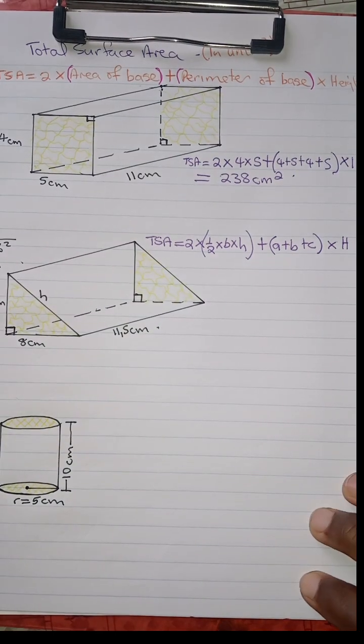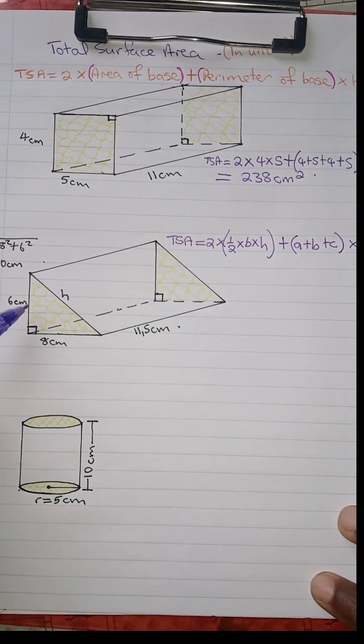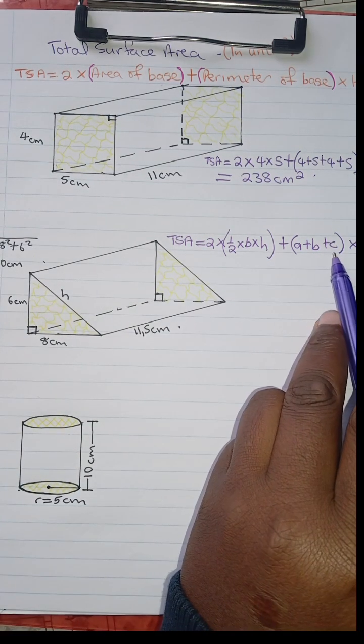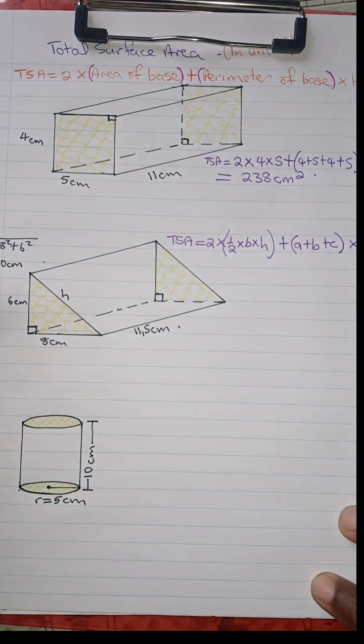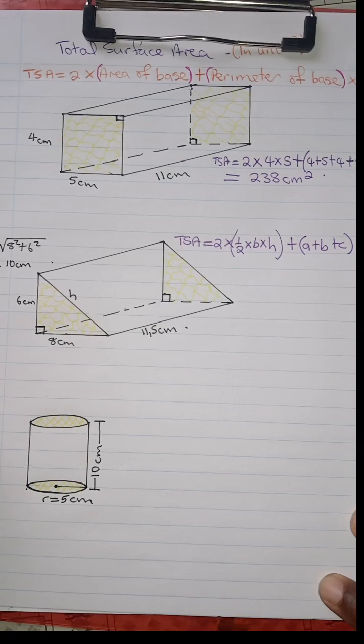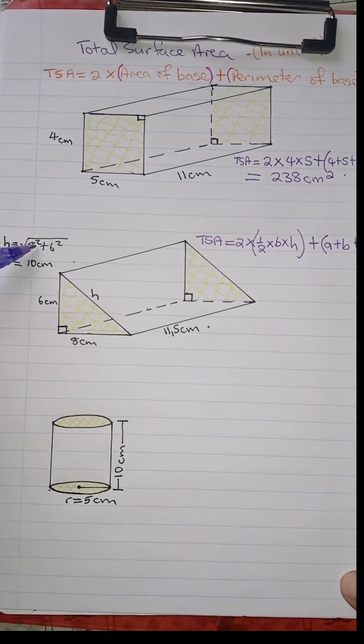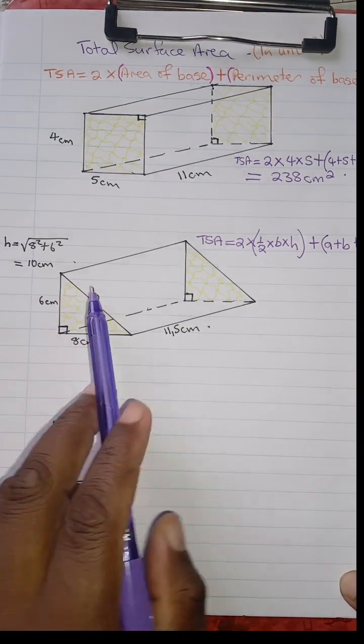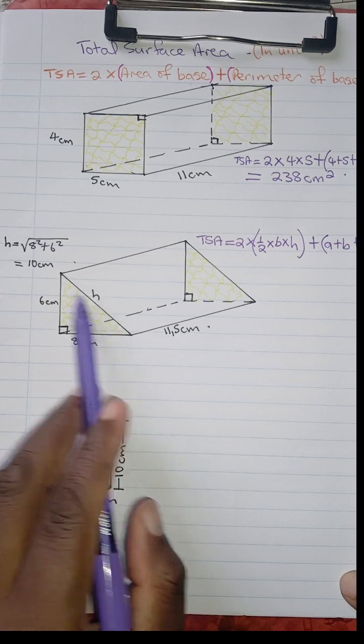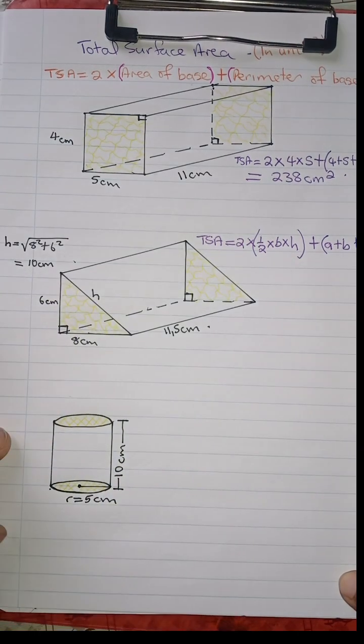Now on our triangle we are given the base and the perpendicular height, but we are going to need the third side here, so we make use of Pythagoras theorem. Here it is. We make use of Pythagoras theorem to determine the hypotenuse there. In this case it is 10 centimeters.